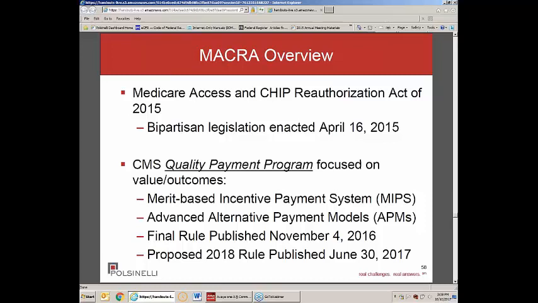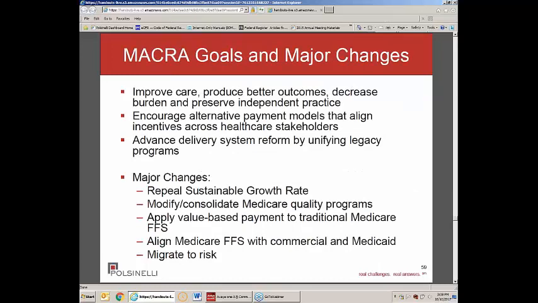We got final rules for this for the first round of this program in November of 2016. Similar to other payment programs, we would expect to see an annual update to this program. We have proposed rules for next year that we expect to be finalized in November. Part of the goal of the program, this is really focused largely on physician payment and practitioner payment.